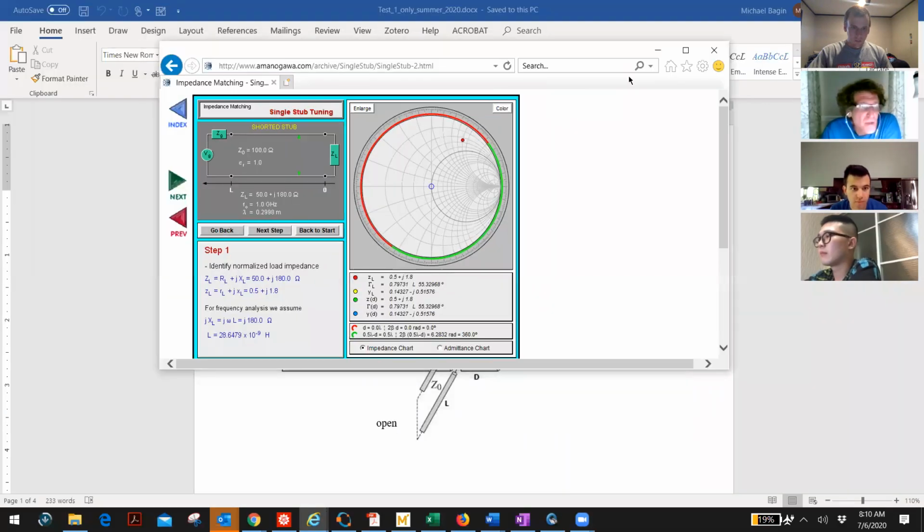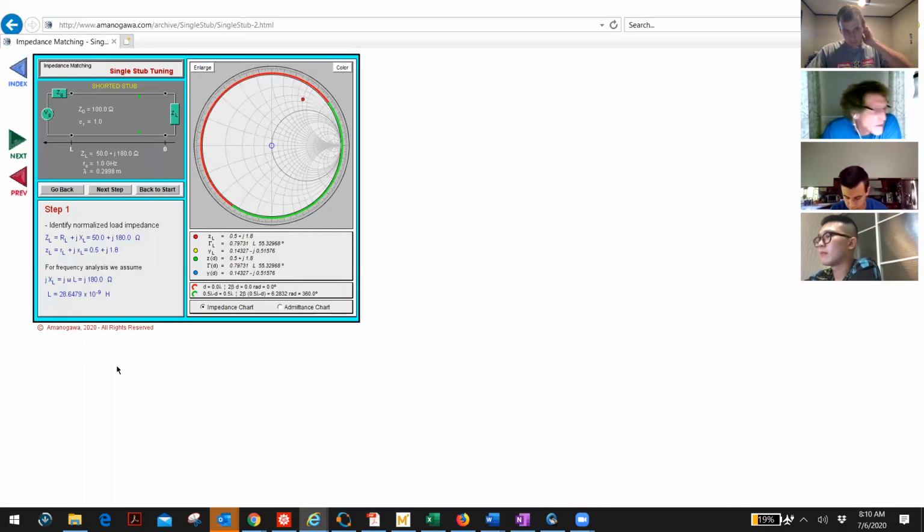I have 50 plus J180, so that's the spot. When you normalize it, divide by 100, that's the spot you come into. You all can see that, can't you, class? Right? If you take 50 plus J180 at 100 ohms to normalize, you're going to get 1/2 plus J 1.8. That's this point right here.